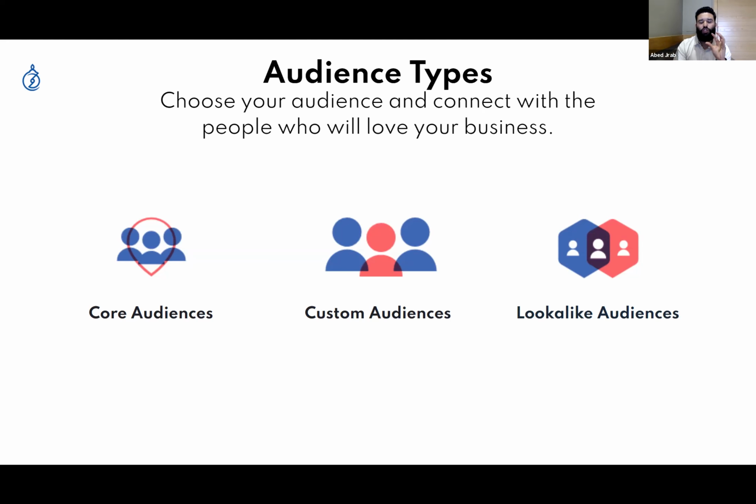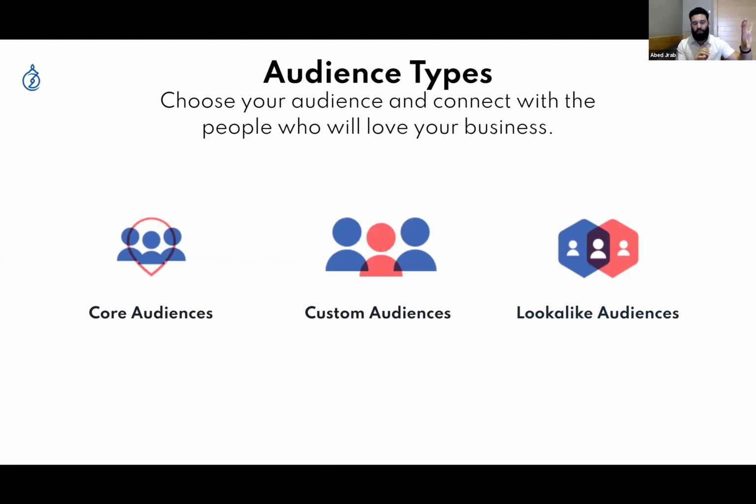The third one, which is lookalike audience, is the type of audience where I'm telling Facebook I want to target someone that looks like an existing audience that I have, like the existing visitors on my website. So we're going to see the link between the custom audience and the lookalike audience to the pixel.